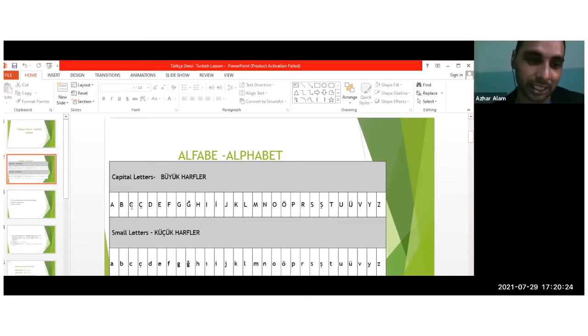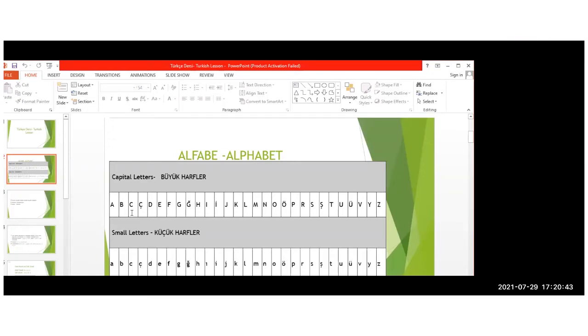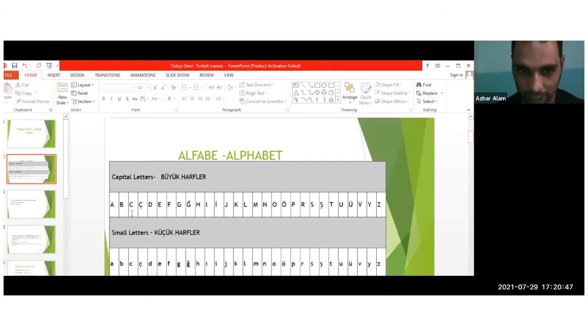Now, before we go to pronounce the letters, this C is pronounced as J. We have J in English, like Ajay, Vijay. This is J in Turkish. This is not C. This is not pronounced as Sh and K. So this is pronounced as J.